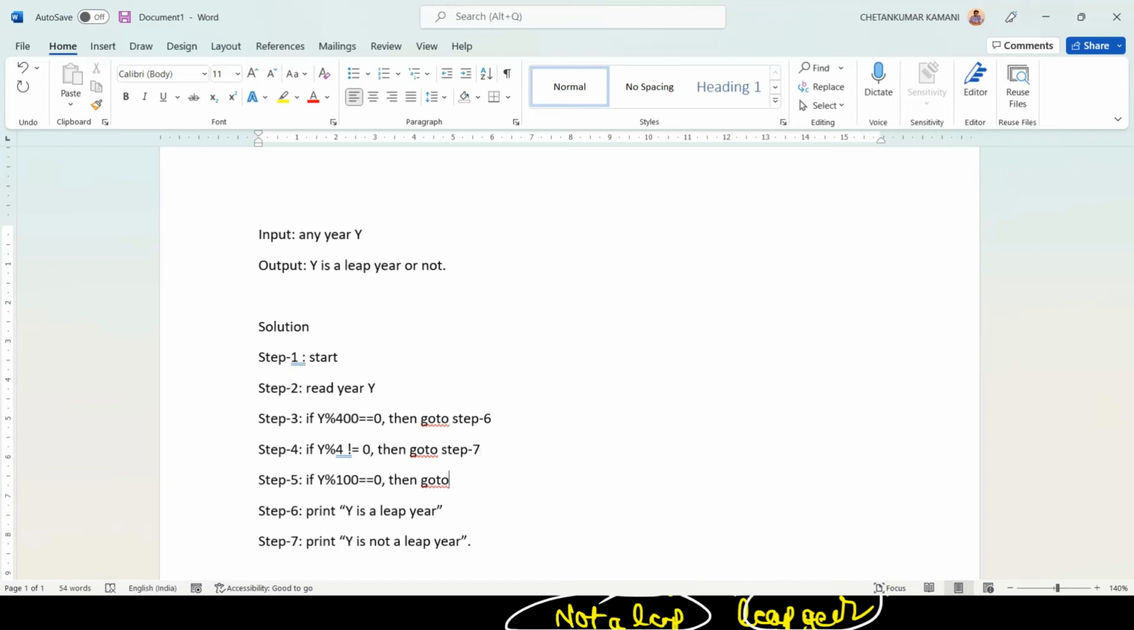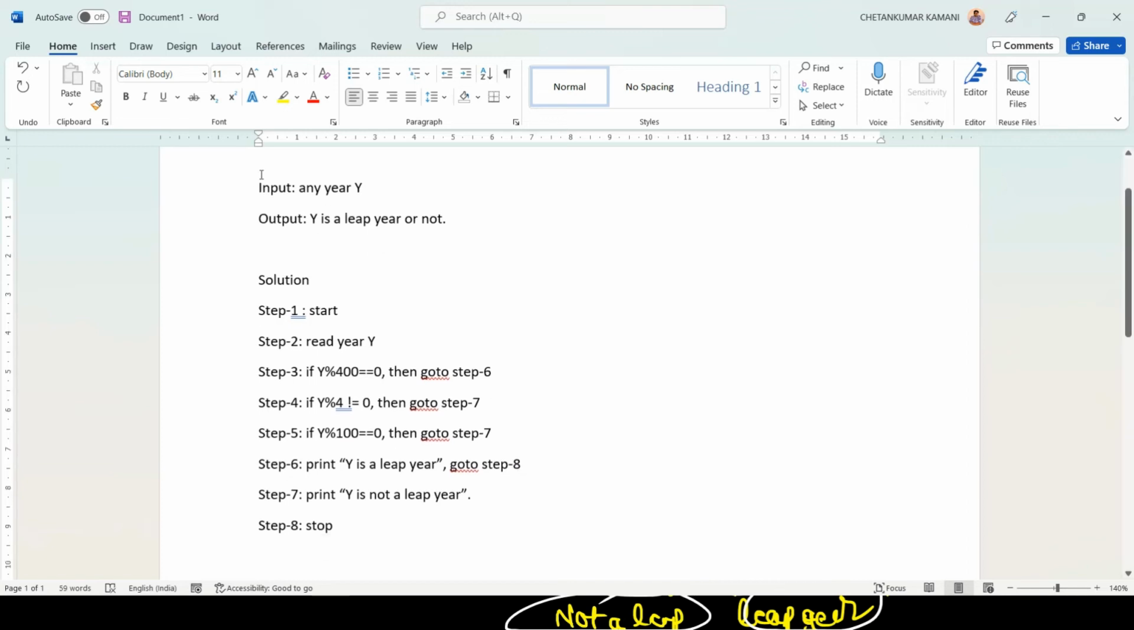If the given year is completely divisible by 4 but it is divisible by 100 also, then it is not a leap year. Step number 7. Then step number 8 would be stop. After completing this step, the control flow must go to step 8. Okay, so this is the algorithm to check whether the given year is a leap year or not.